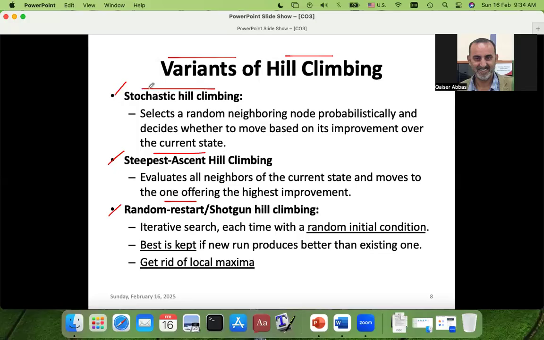So that is stochastic hill climbing. We cannot go into all these variants one by one. We will consider the different algorithms, but now you have seen the basic version and what is stochastic.